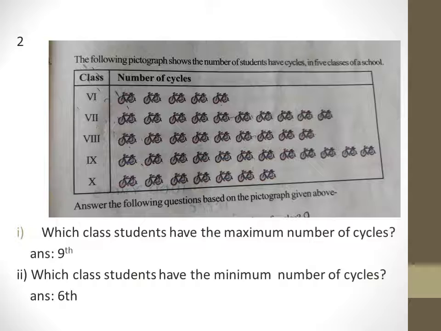In this they are asking some questions. First question: which class students have the maximum number of cycles? Observe, 9th class students have the maximum number of cycles. Second question: which class students have the minimum number of cycles? That is only 6th class. In the picture we can clearly observe it. Okay, this is a problem on pictograph.